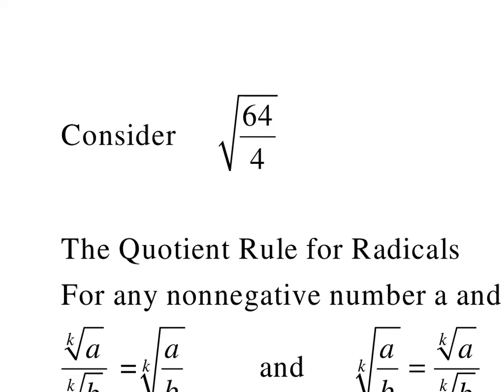Section 6.3, Part B. We dealt with radicals and multiplication. Now let's look at radicals and division, or radicals and fractions. Consider this first example, the square root of 64 divided by 4. We're supposed to do the division first.